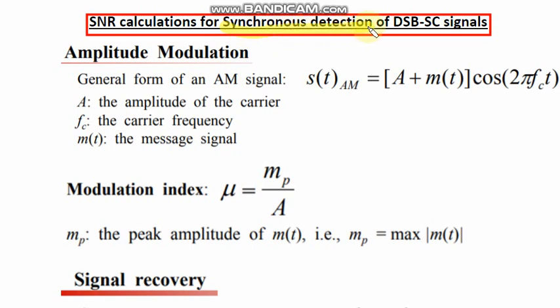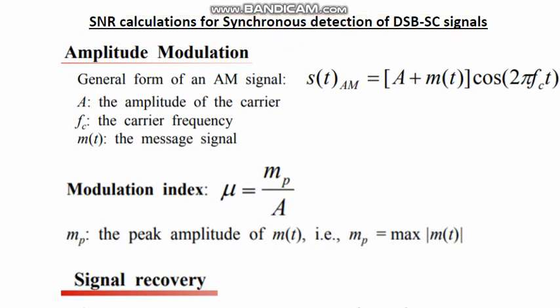What is synchronous detection? Let us have a look at the amplitude modulation that we have studied earlier, and let us make a revision. Now what is amplitude modulation? Amplitude modulation is when the carrier signal amplitude is modified according to the message signal.